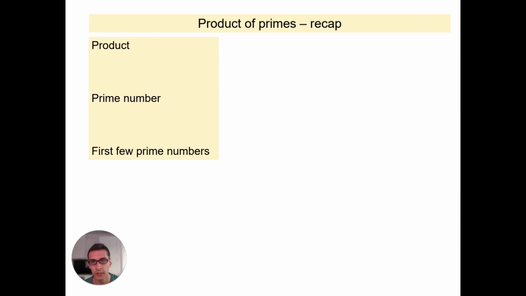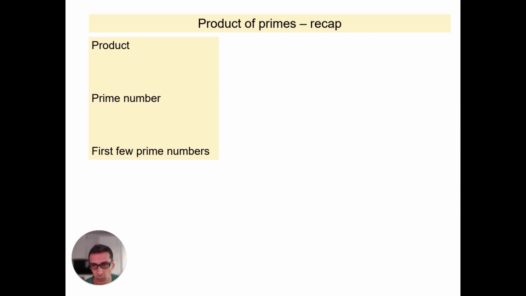So first thing we're going to do is just the keywords, product, prime number, and remember what the prime numbers are. Then I'm going to do a couple of examples and then there's a practice exercise towards the end. And we also go over the common misconceptions. So something to look out for, especially if you have an assessment coming up.